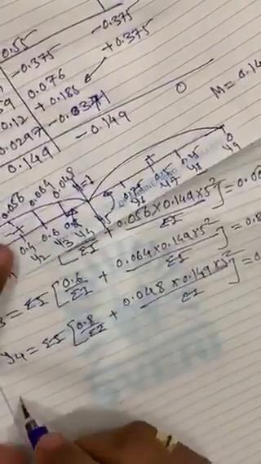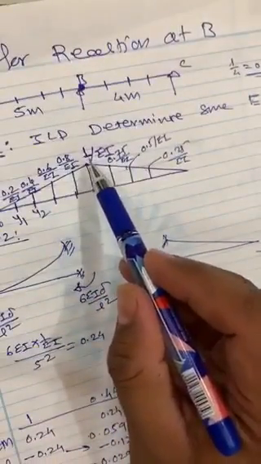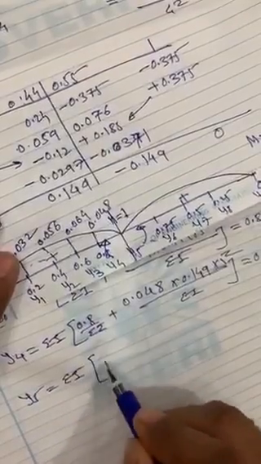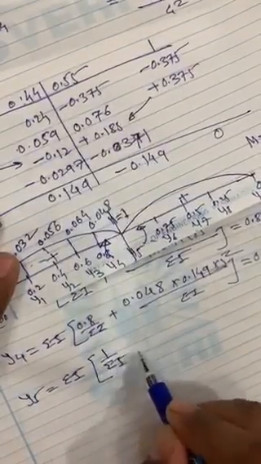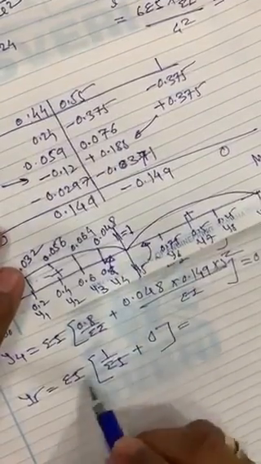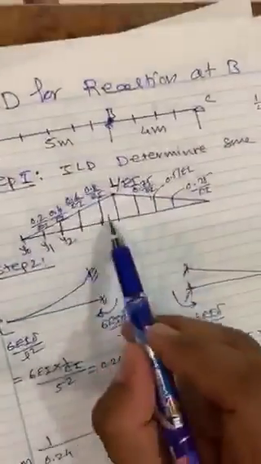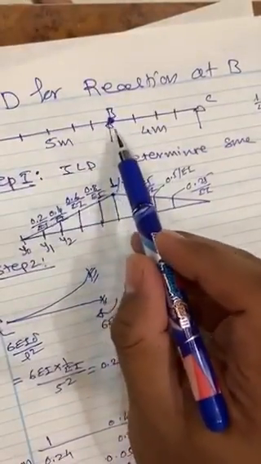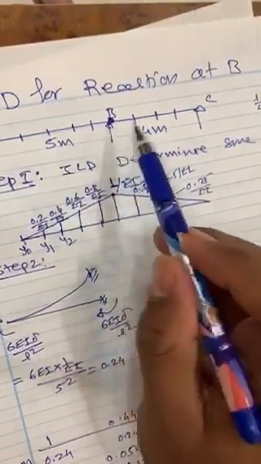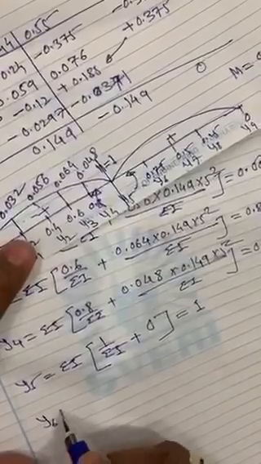And y5, you can note the determinate value is 1 by EI, EI into 1 by EI plus the k value in this case is 0, so everything will be 0, EI will cancel and it will become 1. You can note, as we are drawing the ILD of RB, at B it will be the highest value, that is 1. Now let's go to Y6.